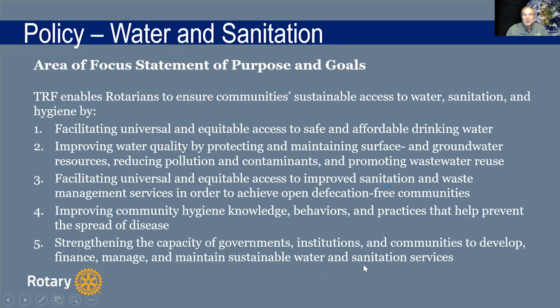Okay, so here's an area of focus, statement of purpose and goals, and this is what you get when you go to that area of focus guidelines. The first line here: The Rotary Foundation enables Rotarians to ensure communities sustainable access to water, sanitation, hygiene. That's the statement of purpose. And then the 5 things underneath it, those are goals.